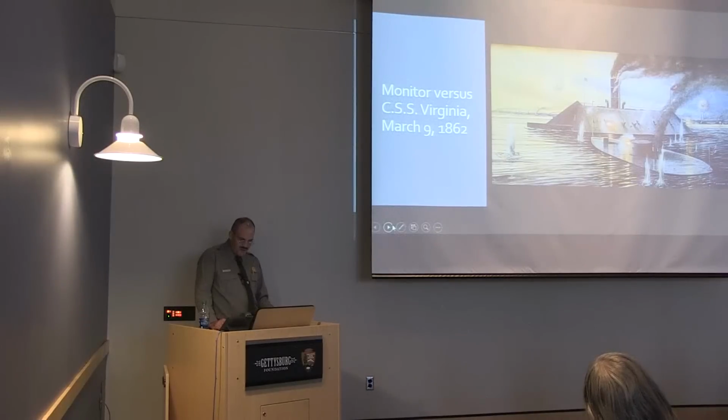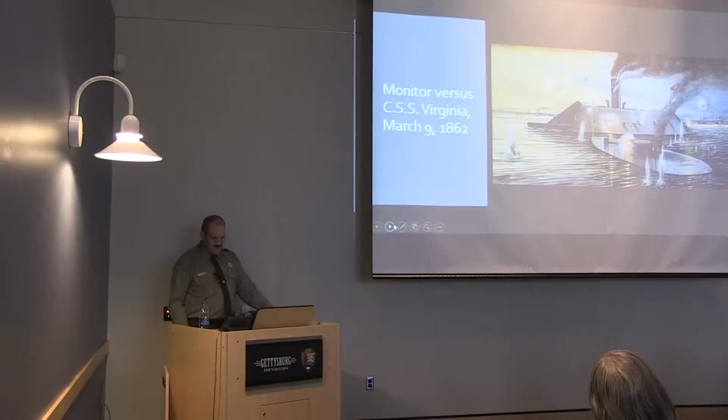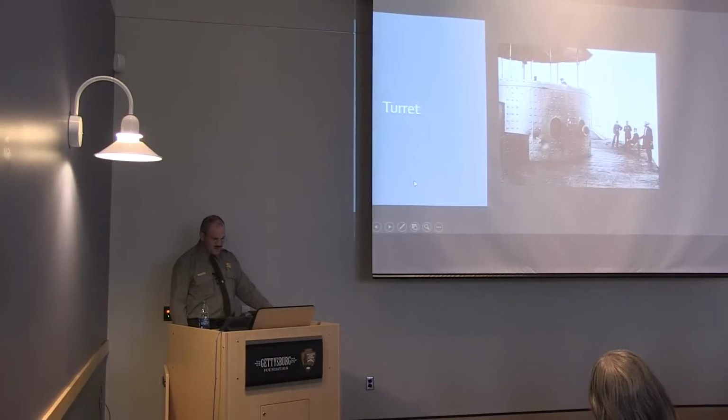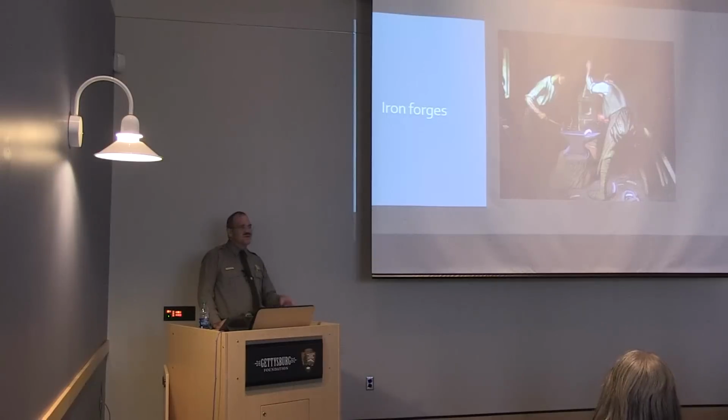The Federal Monitor had the advantage of a revolving turret, which allowed them to line up their guns no matter how the boat itself was situated, whereas the CSS Virginia just had 12 guns broadside, and if the broadside wasn't facing the Monitor, they were in trouble. And so you had a turret that revolved. And so where did the turret construction, where did the ironclad construction come from?